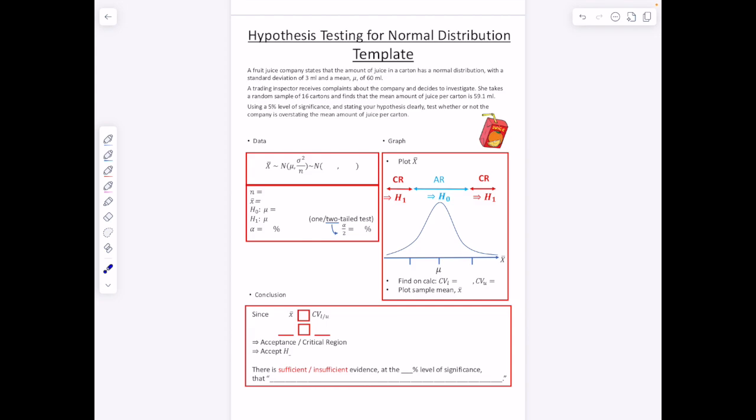We're going to look at hypothesis testing for normal distribution. This is a template we're going to use that's going to work for every question, not just this question.